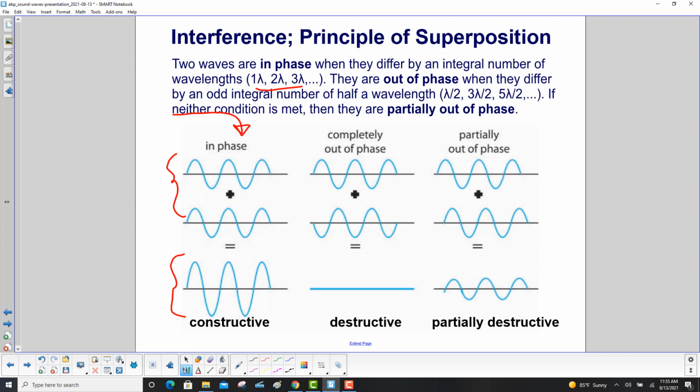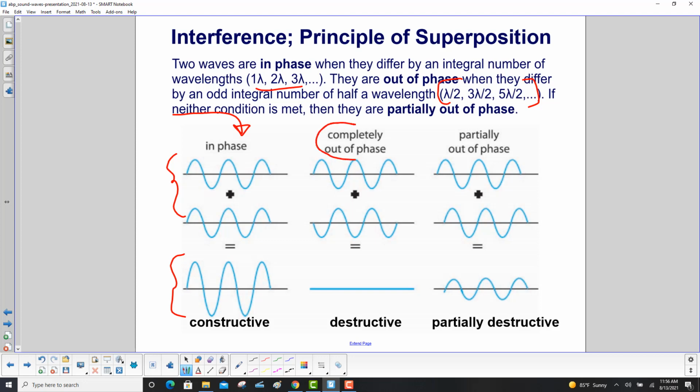They are out of phase when they differ by an odd integral number of half a wavelength. And that looks a lot better when you show the equation as opposed to words. So when they differ by lambda over 2, 3 lambda over 2, 5 lambda over 2, etc., then they are out of phase. If neither condition is met, then they are partially out of phase.